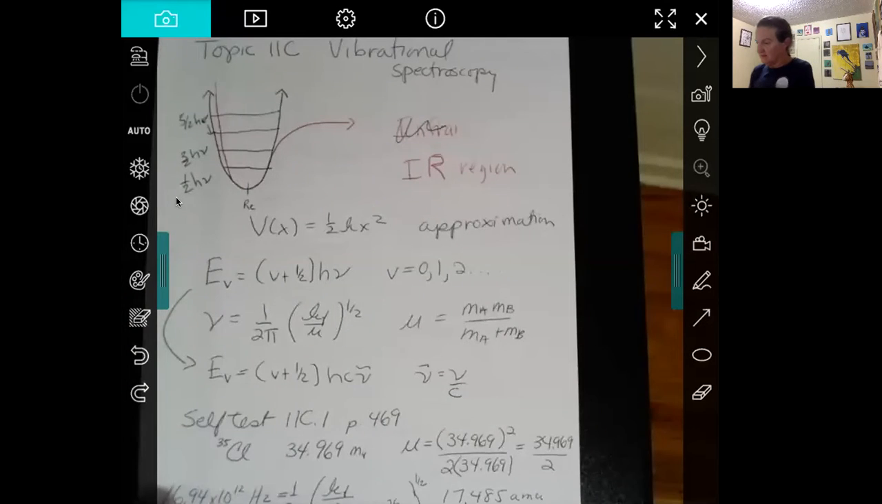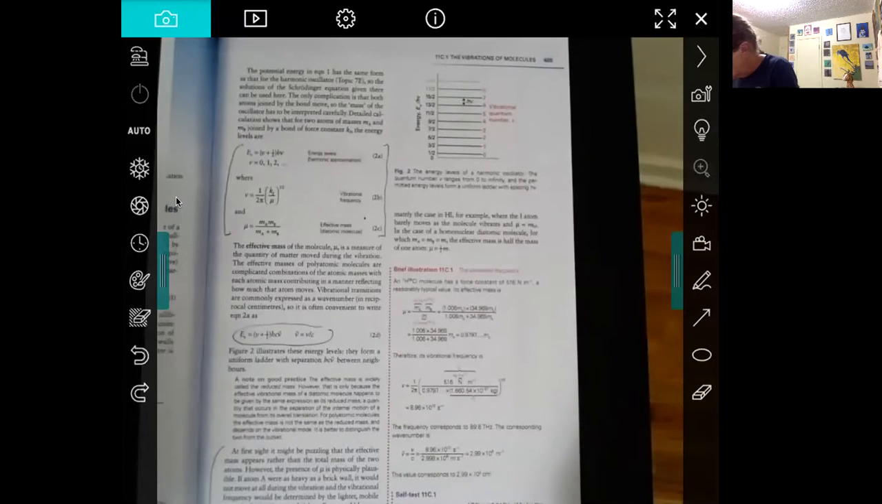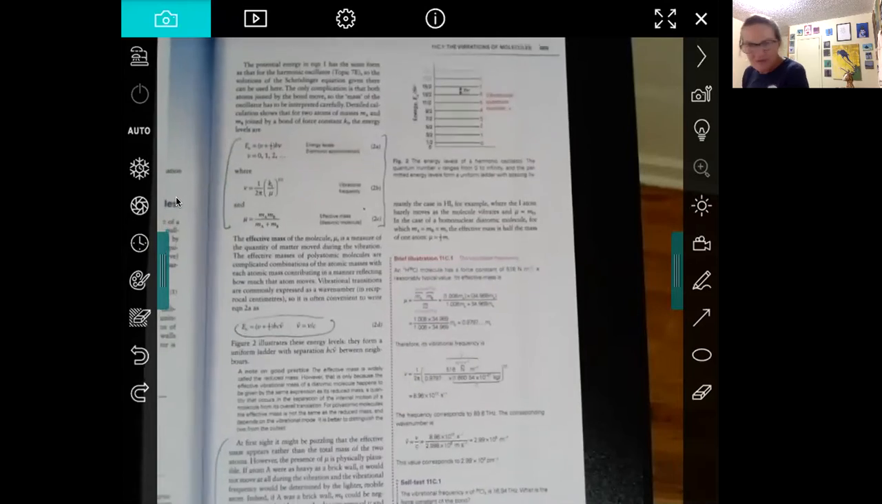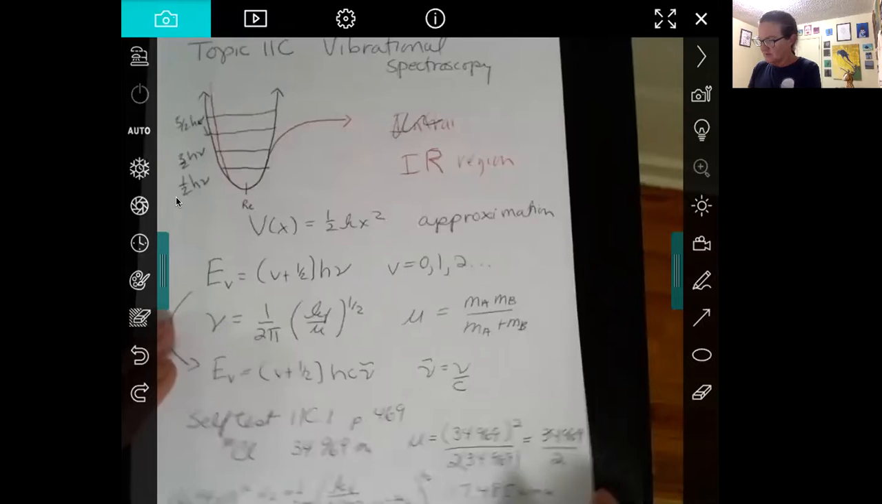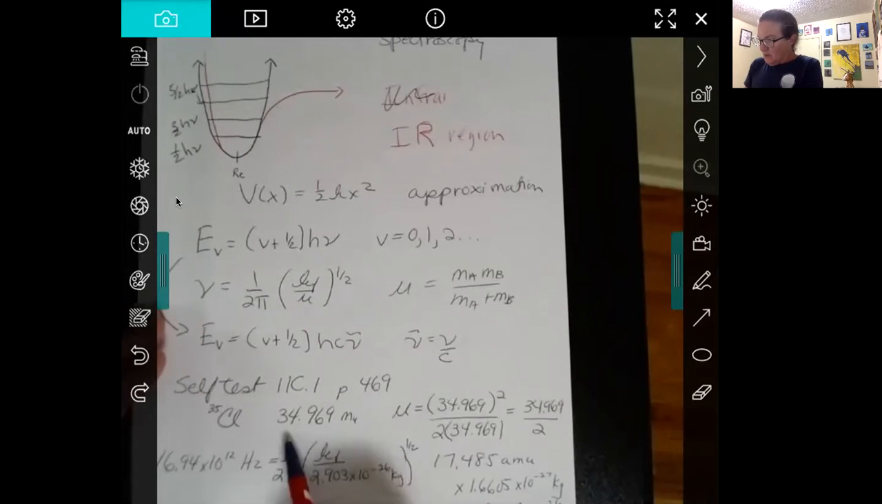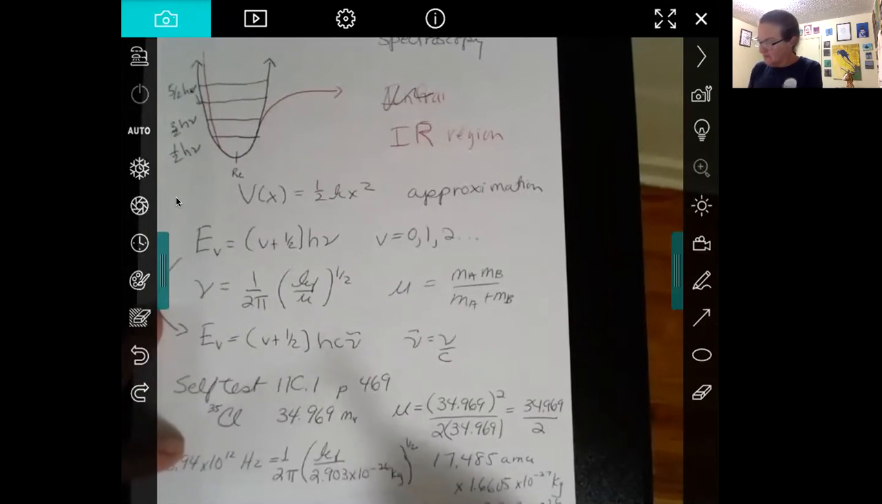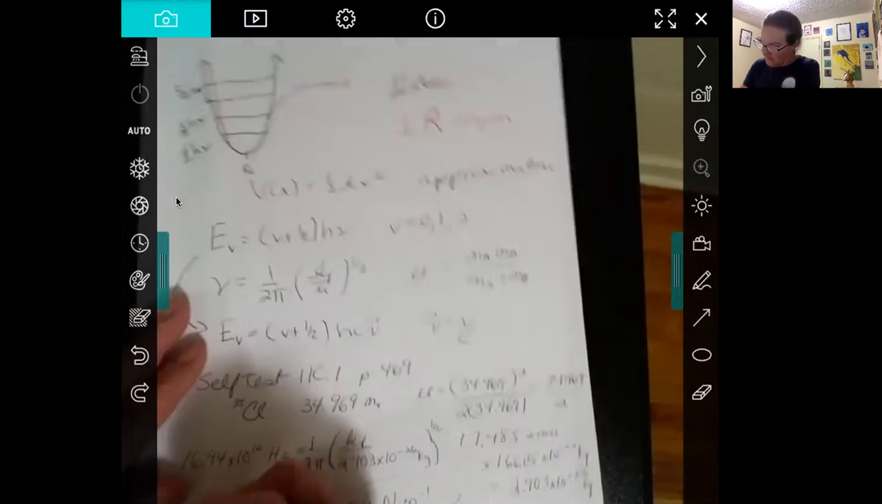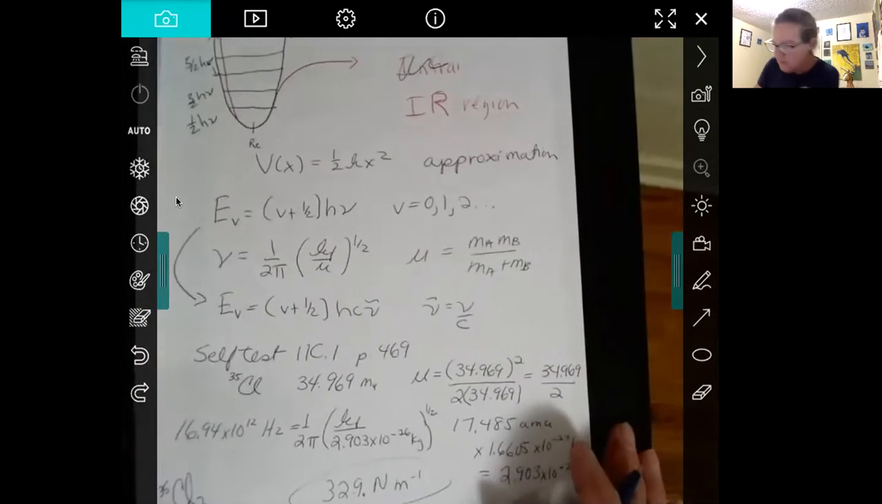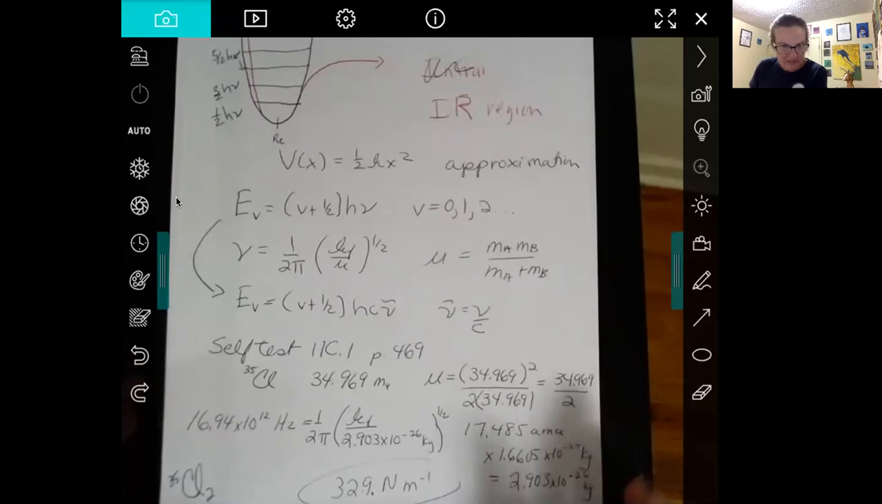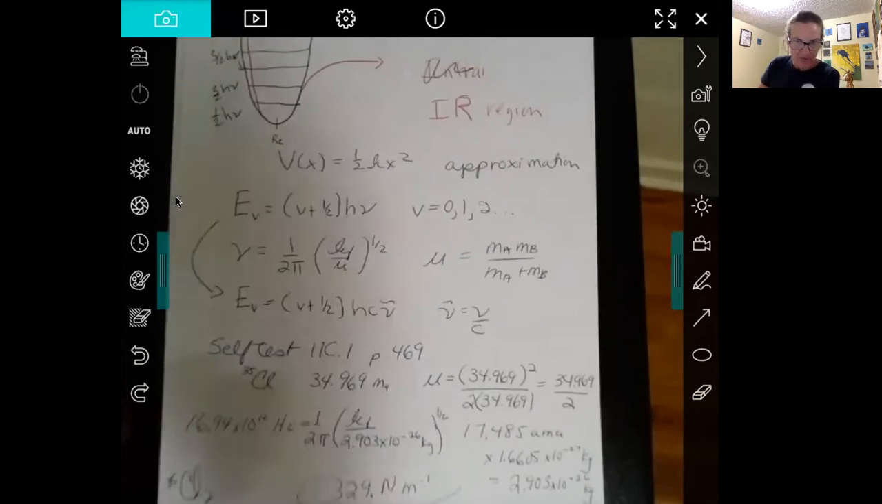So if we look at self-test C.1, it gives us the vibrational frequency of HCl, and it asks us what's the force constant of the bond. So this is on page 469. So we have the mass of chlorine. I must have given this the isotope. Yeah, so the molecule that's vibrating is a diatomic chlorine molecule where both of the isotopes are the Cl35.